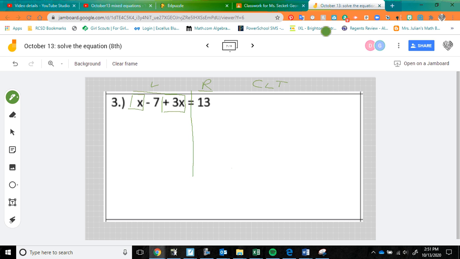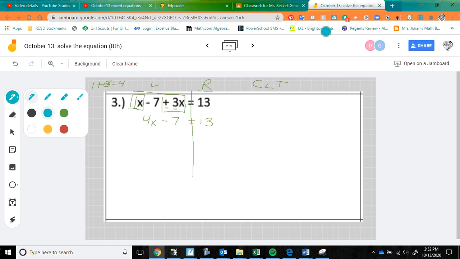So hopefully you remember that right here in front of the x there is a 1 that's invisible. So when we go to combine these like terms, this is 1 plus 3. So that's what you're doing in your head or in the calculator. 1 plus 3 is 4. So on the left hand side we really have 4x. We bring down everything we haven't used yet. Minus 7 equals 13.